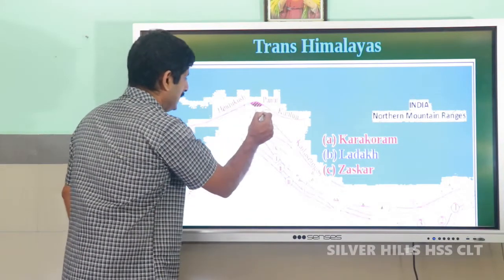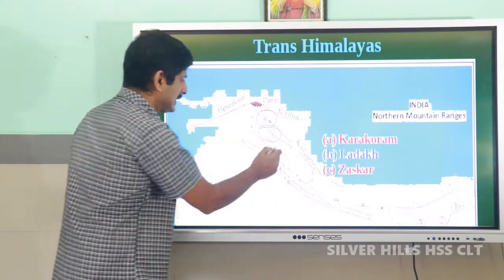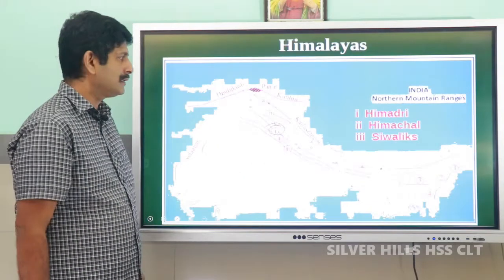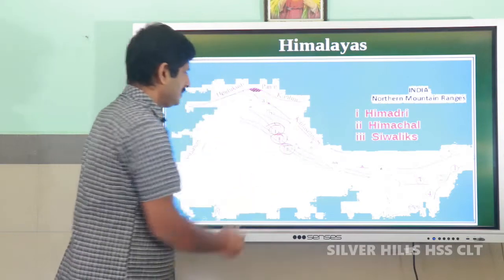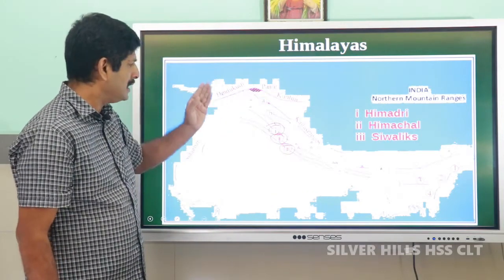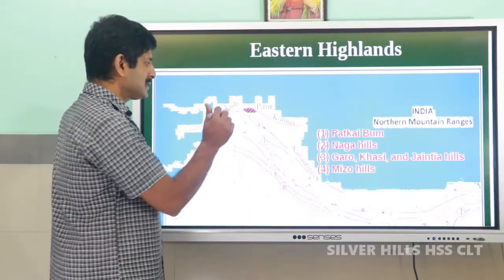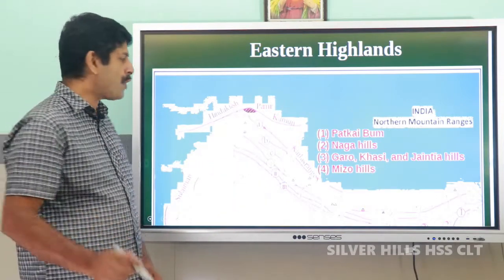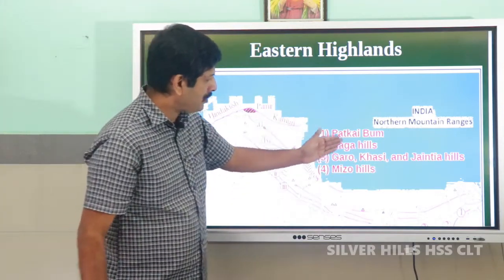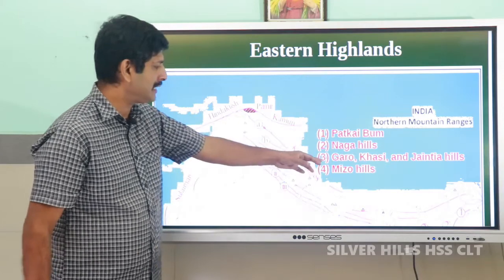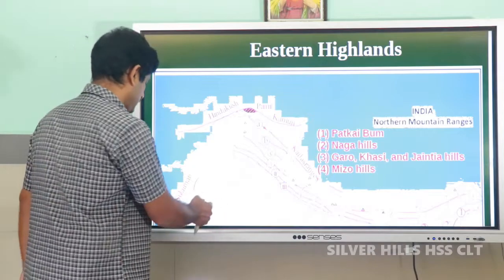The first one is Karakoram, the second one we call Ladakh, and the third one Zanskar. The second, Himadri, Himachal and Shivalik. And the third one is the Eastern Highlands or Purvanchal, comprising Patkai Bum, Naga Hills, Garo, Khasi, Jaintia Hills and the Mizo Hills. This is all about northern mountain ranges.